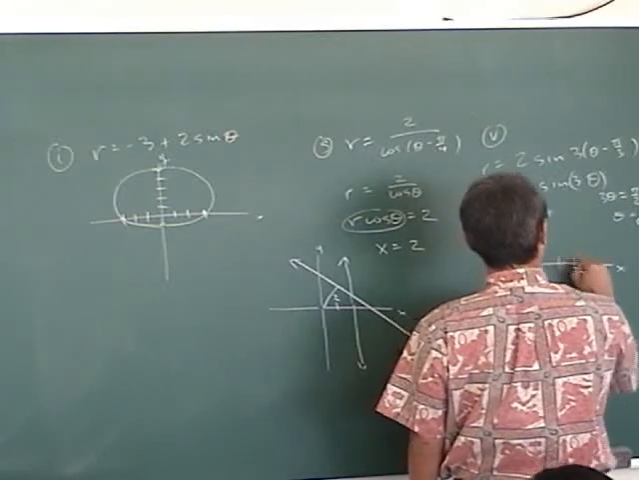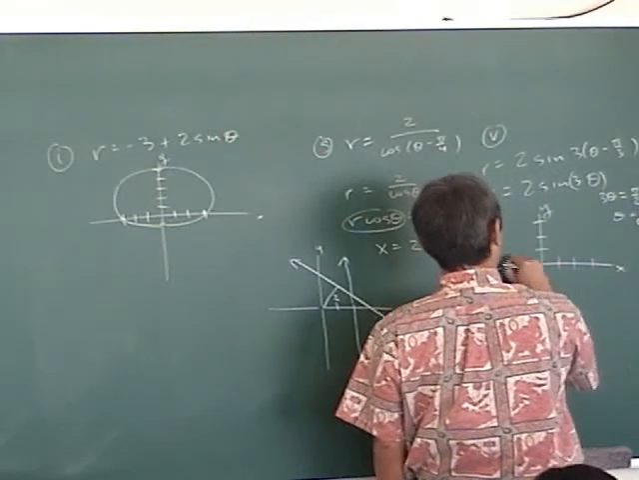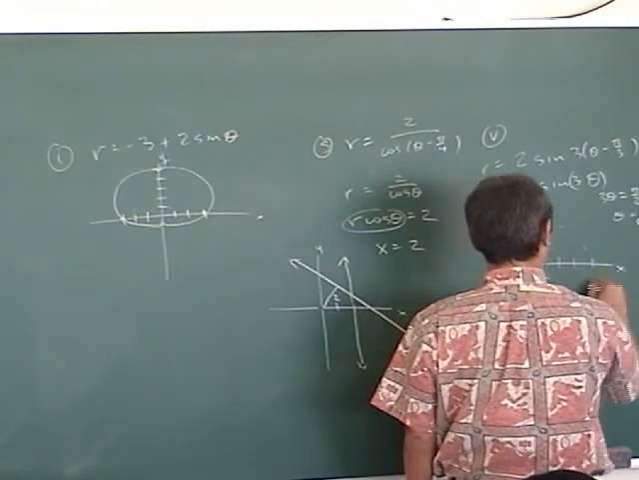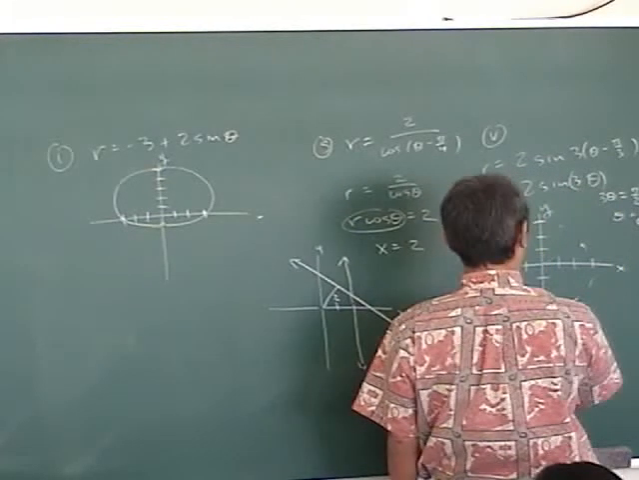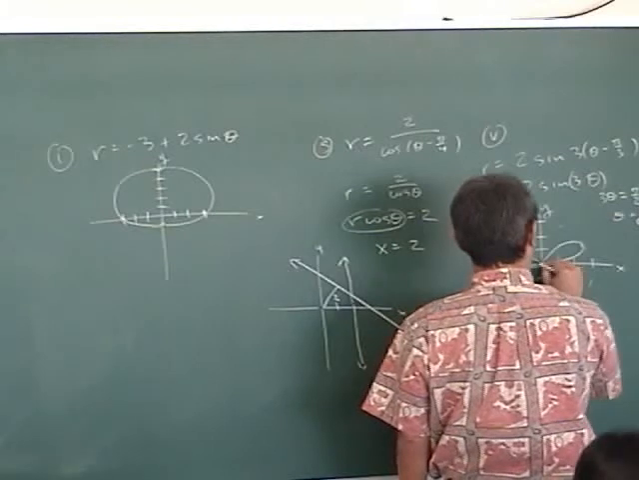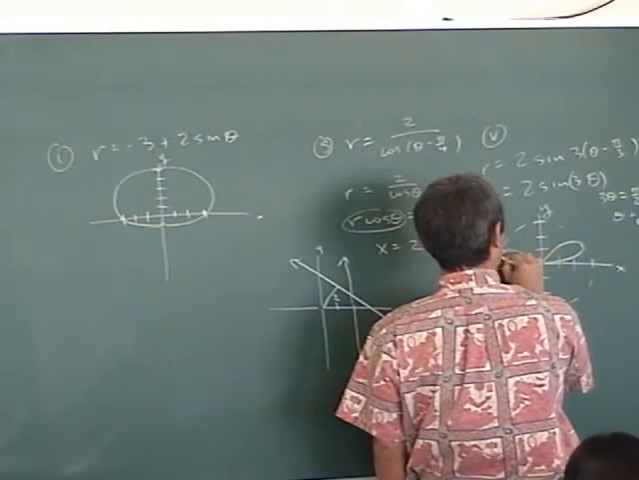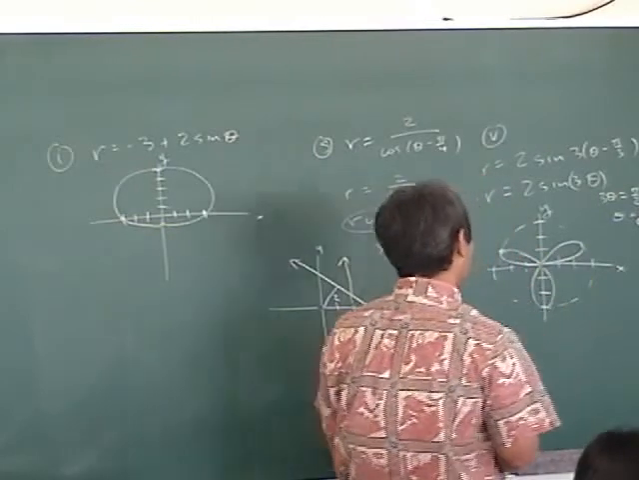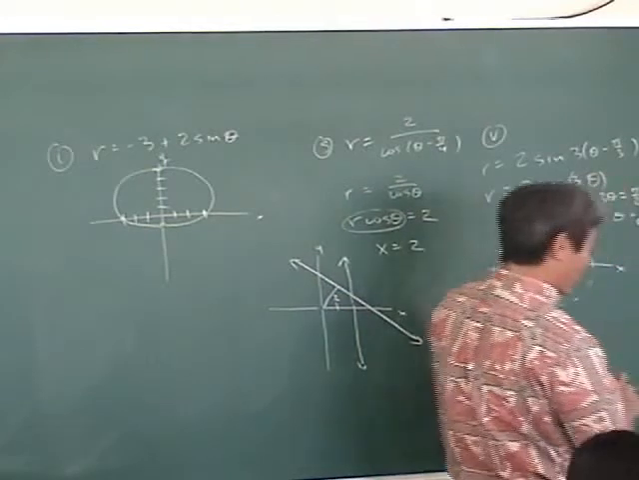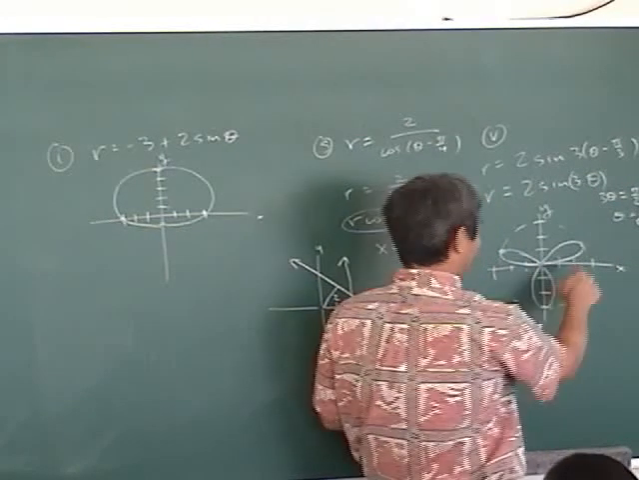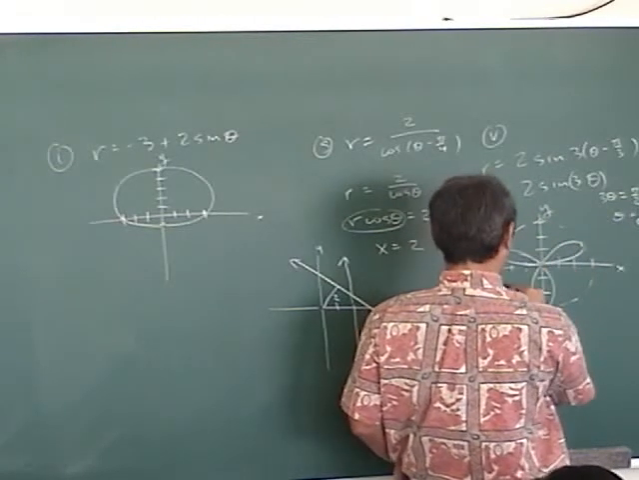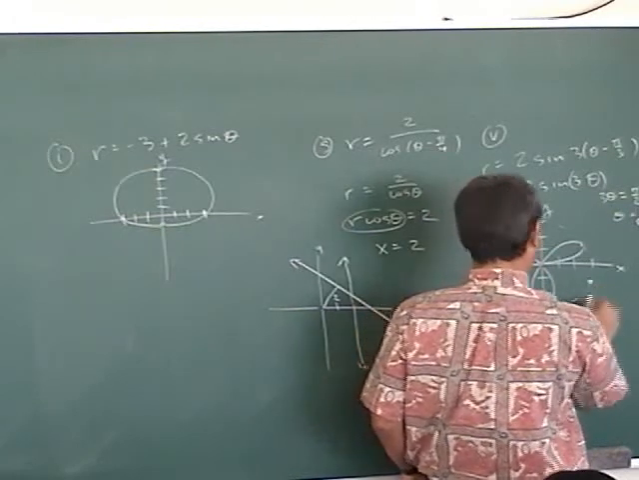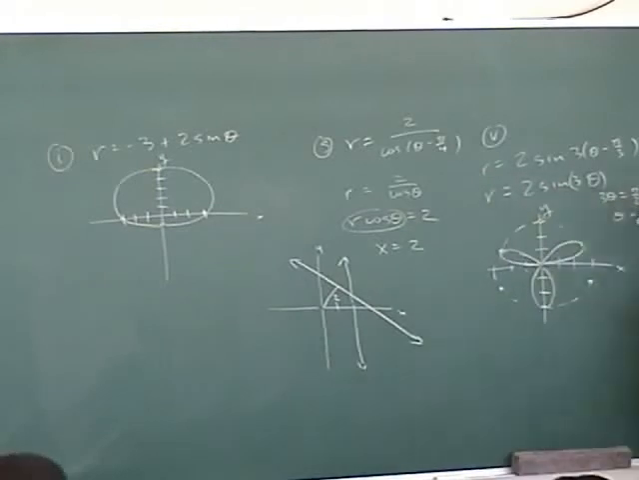So 1, 2, 3. The first petal is going to occur at pi over 6, and they're all equally spaced apart. So it looks like this, right? Now you take the graph, and we're going to rotate it pi over 3 clockwise. So this petal is going to go up here, this petal is going to go over here, and this petal is going to go over there. So everything gets rotated pi over 3 clockwise. So now the graph looks like this.